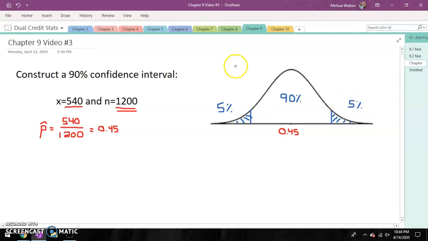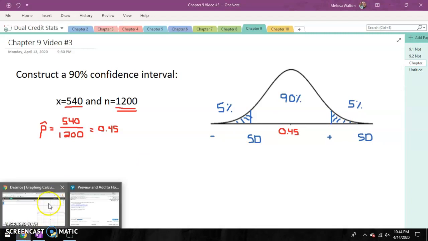Here's where we're at so far. First off, we got our point estimate, 45%, done. Next, we looked at what percentage of confidence we're looking at. We're looking at 90%, and that means that if we have 10% left for the two tails, that means 5% left for this one and 5% left for that one. Now we need to figure out how many standard deviations below and how many standard deviations above this is. This is where we use our inverse CDF on Desmos.